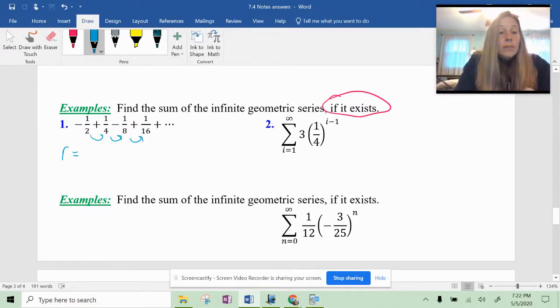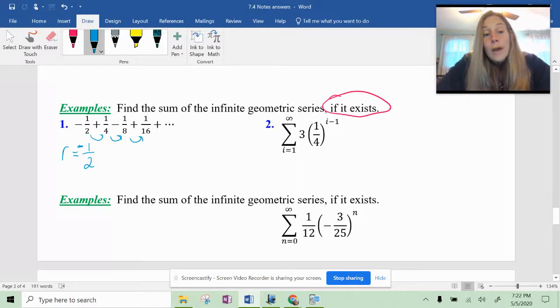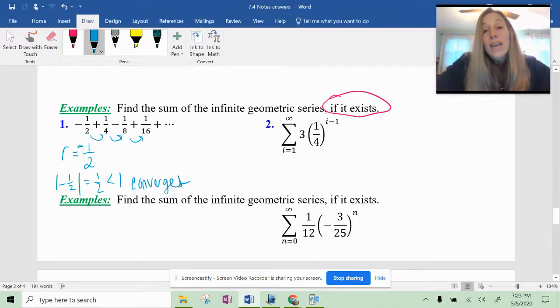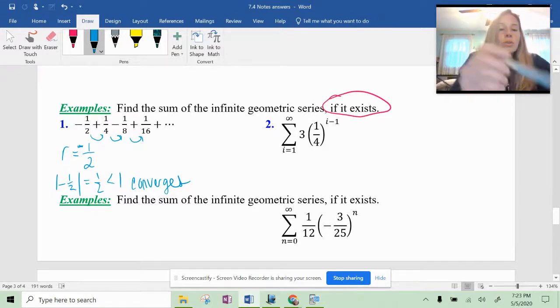So I know 4 times 2 is 8, 8 times 2 is 16, and so on. So I'm going to guess that I'm multiplying by 1/2 to get to the next term. And because I see the signs changing, I know I'm going to be multiplying by -1/2 each time. Now, the absolute value of -1/2 is just 1/2, and that is less than 1. So this is a series that converges. So that means we can find the sum, the limiting number that it converges towards.